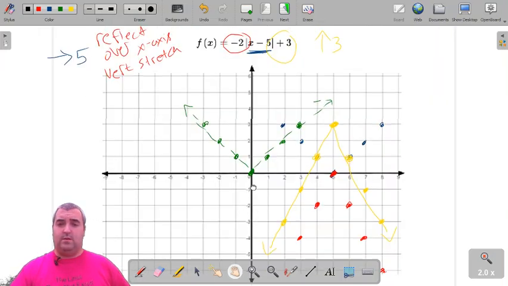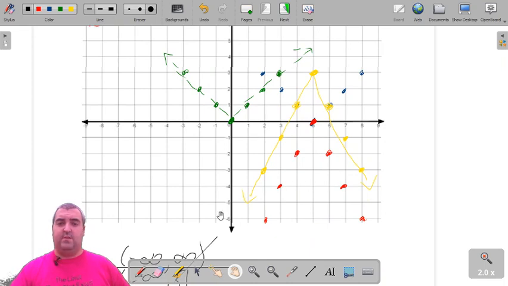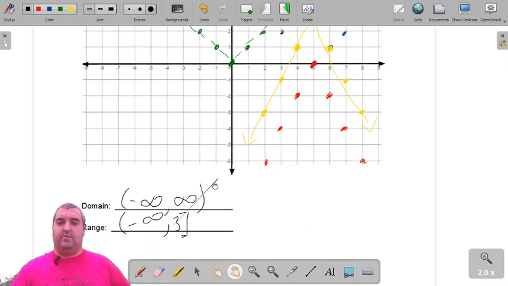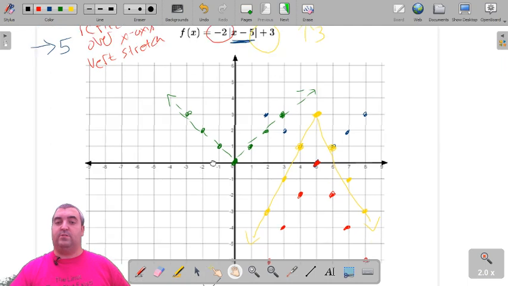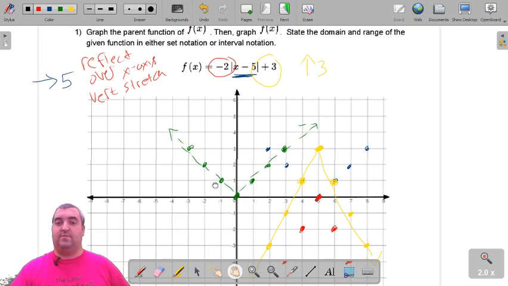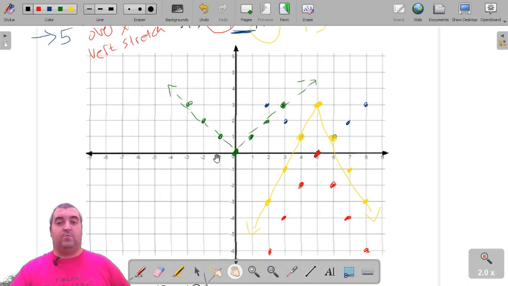All right. So yeah, my graph is in yellow, domain and range right there. The graph in green is the parent function. That's where we're basing it all off of. So hopefully you'll learn something, and yeah, thanks for watching.